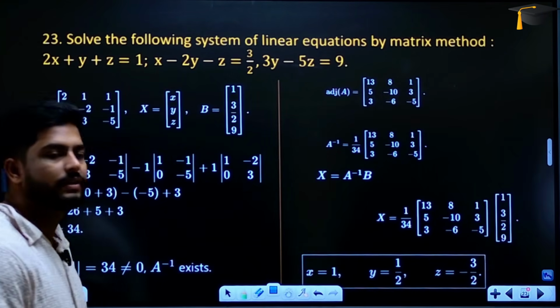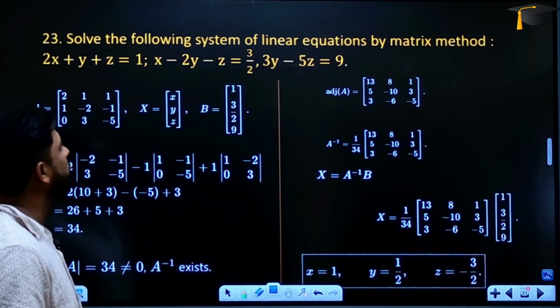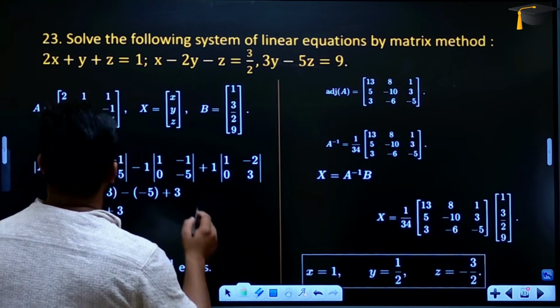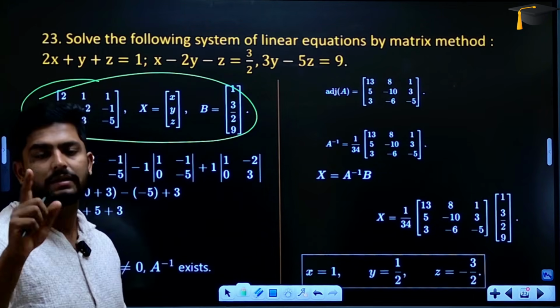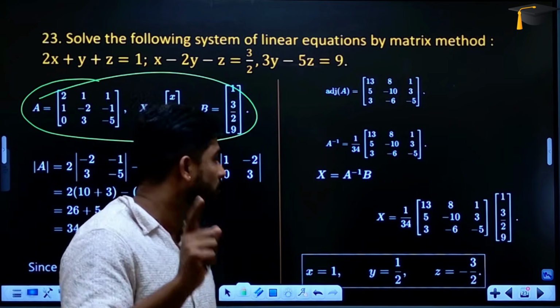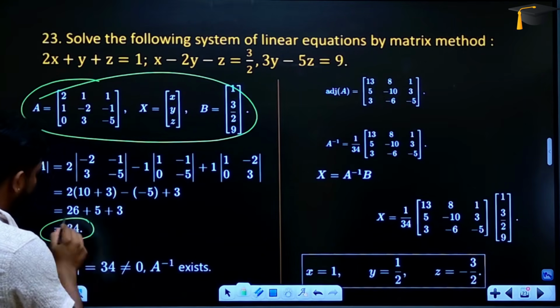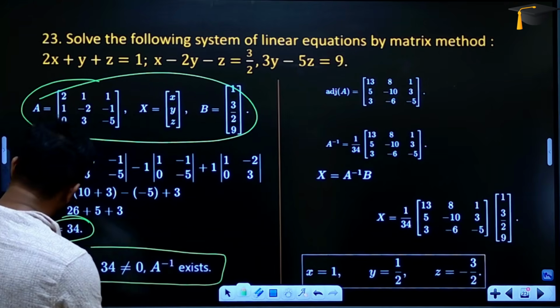Next, finding the xyz values. So here also I have taken direct questions. See, the steps are already written. So if you write this, you get 1 mark. That is, writing A matrix, B matrix and X matrix is 1 mark. Next, finding the determinant. Finding the determinant and writing this is 1 mark.